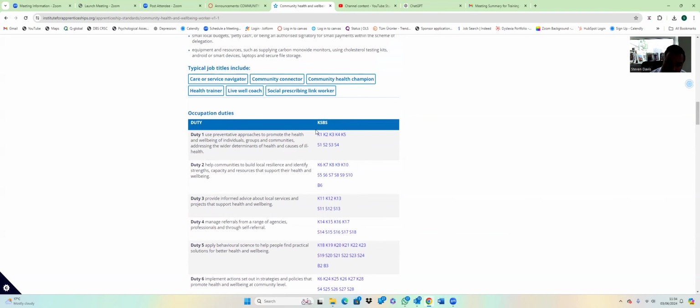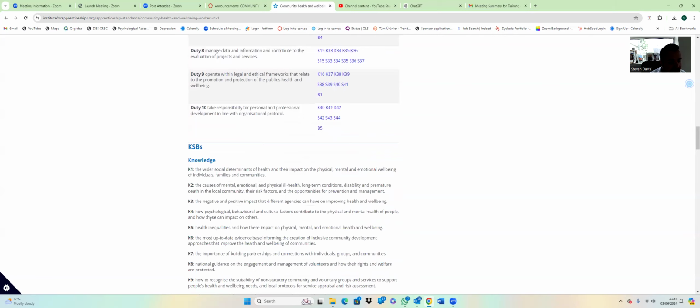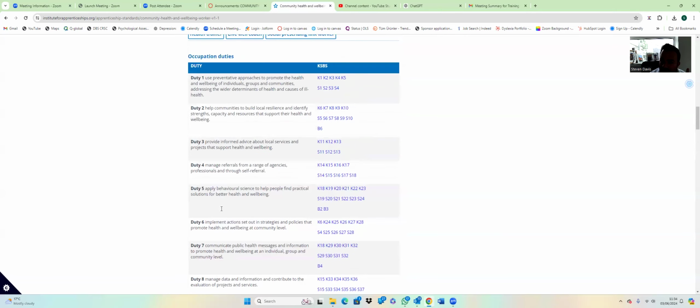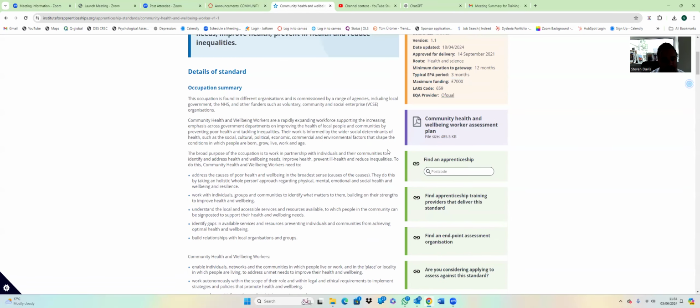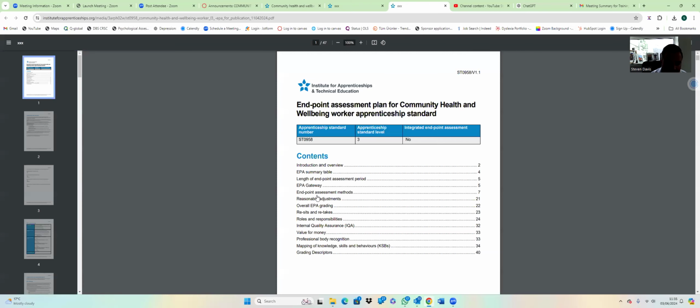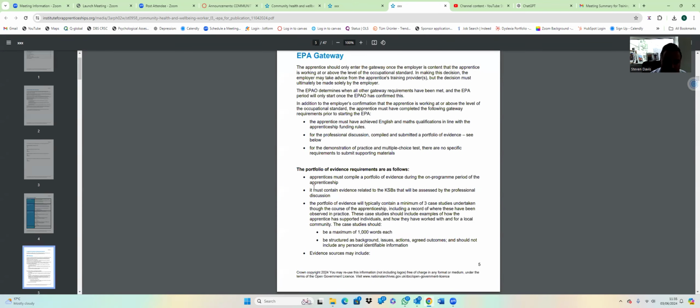Under each duty, you've got your knowledge and your skills, and that's what we cover down here. And we've covered all of that within the classes, as you will remember. So let's now just have a look at that assessment plan. Now, before we go into Gateway, we need to make sure that we meet the requirements. And here we need to make sure that we have a portfolio of evidence, typically a minimum of 3 case studies undertaken throughout the course of the apprenticeship.